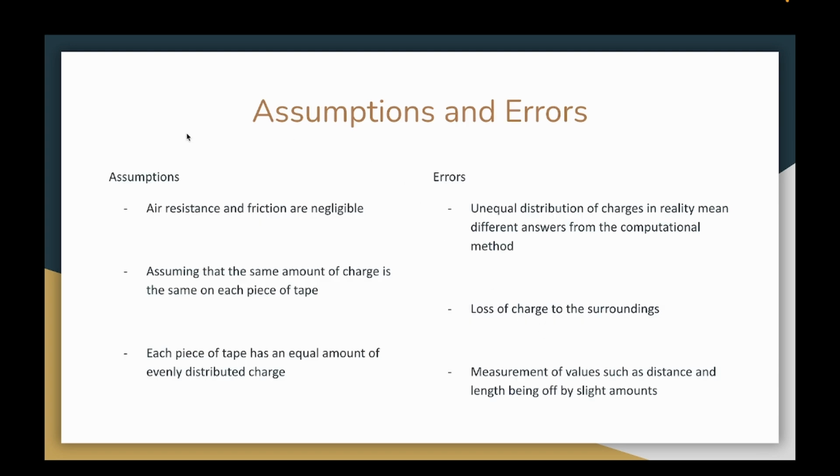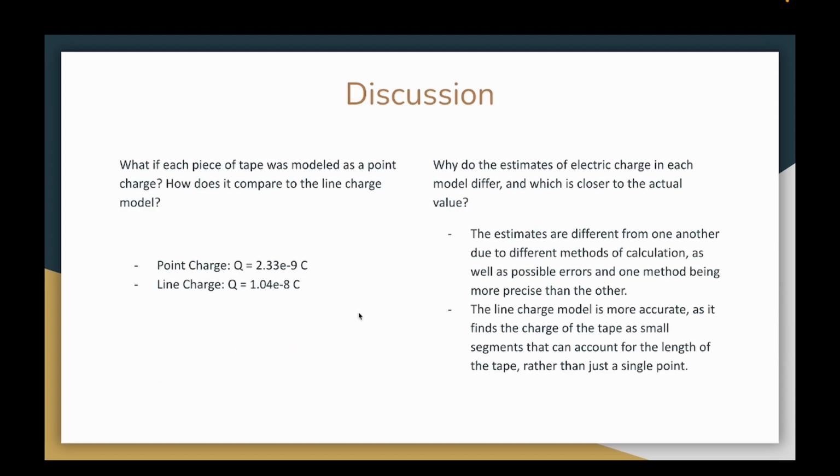So, some assumptions and errors. Air resistance and friction are assumed negligible, and I assume that the charge is the same on each piece of tape, and that each piece of tape has an equal amount of evenly distributed charge. And the errors: unequal distribution of charges in reality means that there will be different answers from computational methods. Loss of charge to the surroundings, of course, and the measurement of values such as distance and length being off by slight amounts.